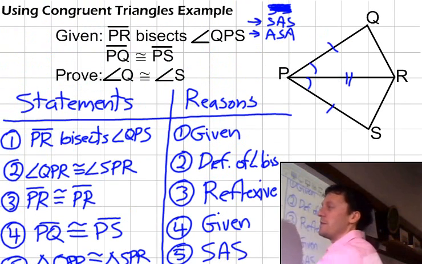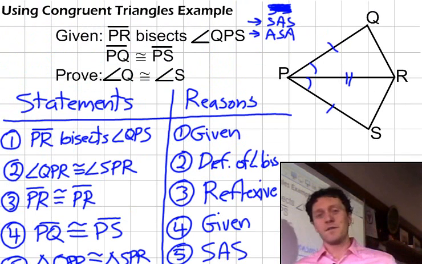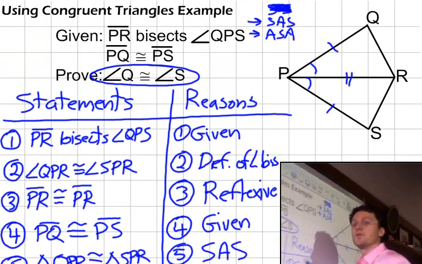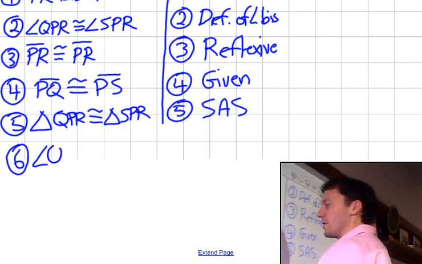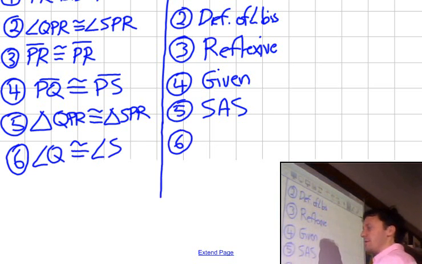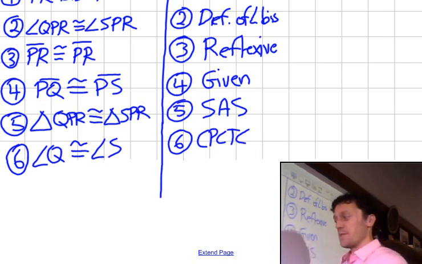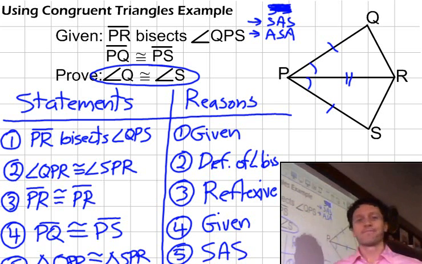Okay, so that means if this triangle up on top is congruent to this triangle on the bottom, all of the parts are congruent. So now I can finally state what we set out to prove, because those are two corresponding parts. I can finally state that angle Q is congruent to angle S. My reason? Those are corresponding parts of congruent triangles. So they're congruent. Corresponding parts of congruent triangles are congruent. Okay, there we go. We just used congruent triangles to prove something. Hope that helps.